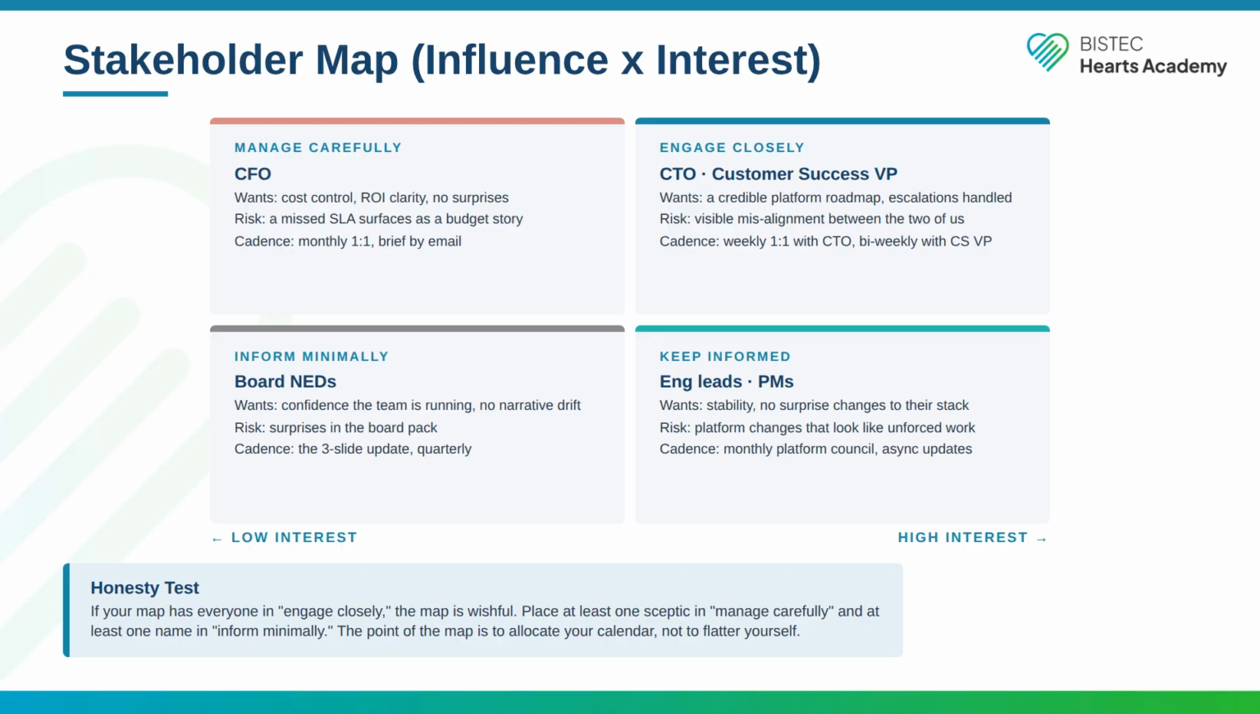The CTO and the customer success VP live here. They want a credible platform roadmap and escalations handled. The risk is visible misalignment between the two of them. Cadence: weekly 1:1 with the CTO, bi-weekly with the CSVP. Keep informed, bottom right. Low influence, high interest.